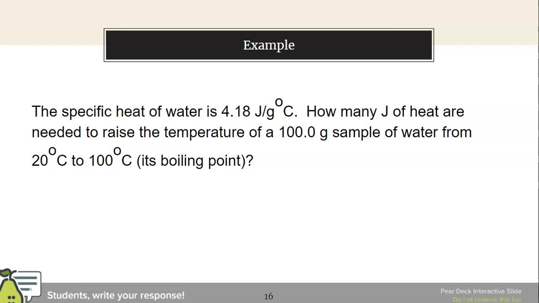Now, if you want to try this on your own, go ahead and pause for a second and then press play when you're ready to see the answer. I'm going to go over it slowly though, so if you'd rather just see it, that's fine too.